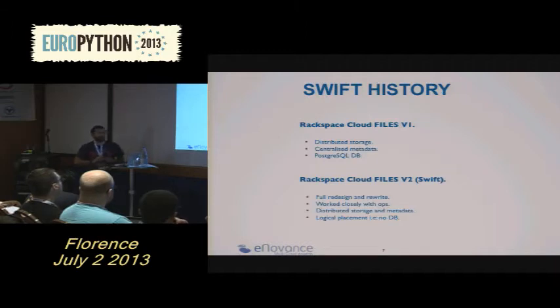So a little bit of history, how we came to Swift. It all came from Rackspace originally. At first there was Rackspace Cloud V1, which was the simple way of doing object storage, very straightforward, the way you'd solve the problem of needing to put something out there. So you have a bunch of object storage.